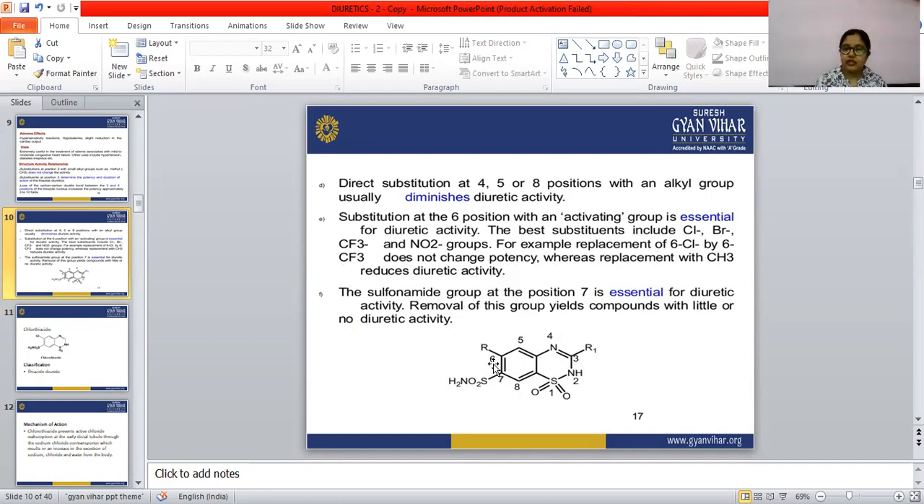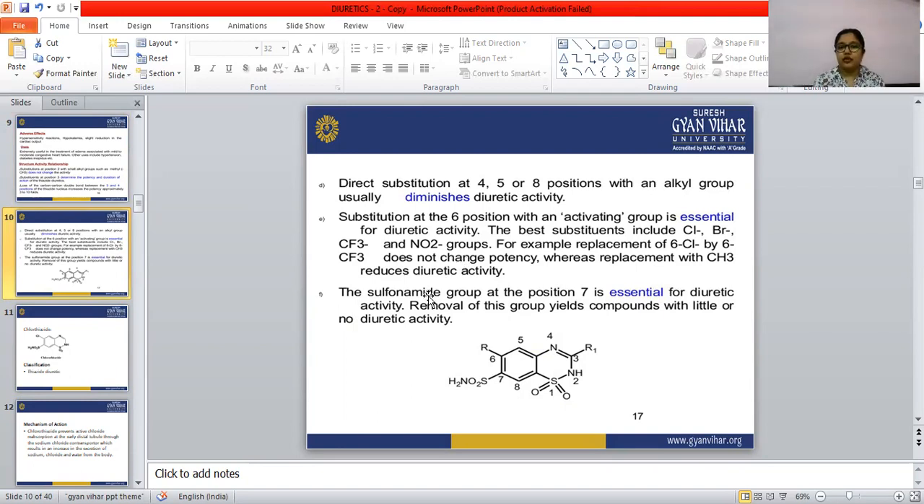If we are substituting the chloride group with a CH3 group here, that decreases the diuretic activity. So at position 6, we should substitute the chloride group, bromide group, CF3 group, or NO2 group; that doesn't change the activity. But if we are substituting the CH3 group here, that decreases the diuretic activity.